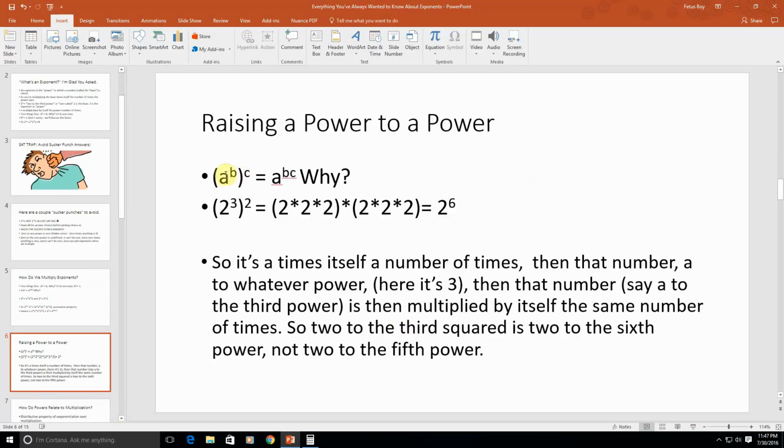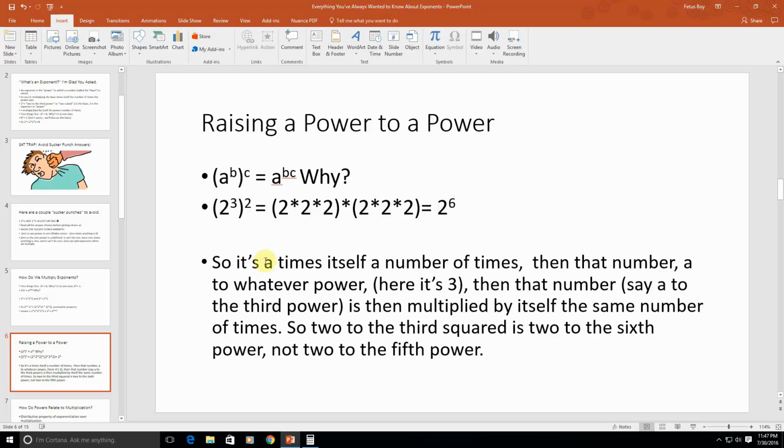Raising a power to a power. A to the b to the c power is equal to a to the b times c power. Why? Well, again, let's take the same numbers that we've used before. 2 cubed, and we're going to take that to the second power. We're going to square it. So we have 2 times 2 times 2, and we're multiplying by itself. So it's going to be 2 times 2 times 2 times 2 times 2 times 2, which is 2 times itself 6 times, which is equal to 2 to the 6.